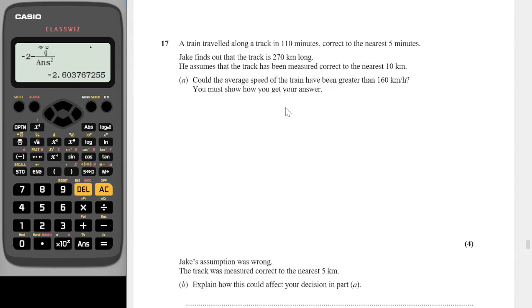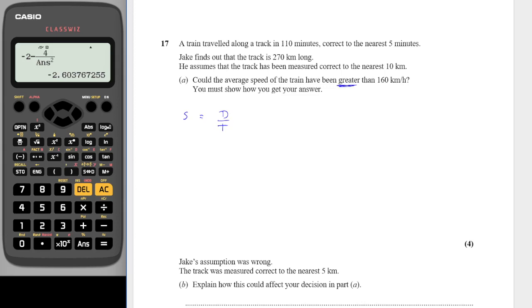Okay, question 17. A train travels along a track in 110 minutes, correct to the nearest 5 minutes. Jake finds out that the track is 270 kilometers long. He assumes that the track has been measured to the nearest 10 kilometers. Could the average speed of the train have been greater than 160 kilometers per hour? Well, speed is equal to distance divided by time.